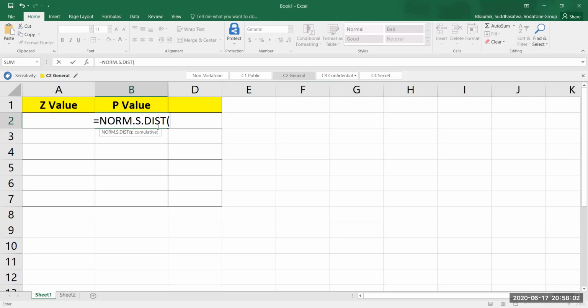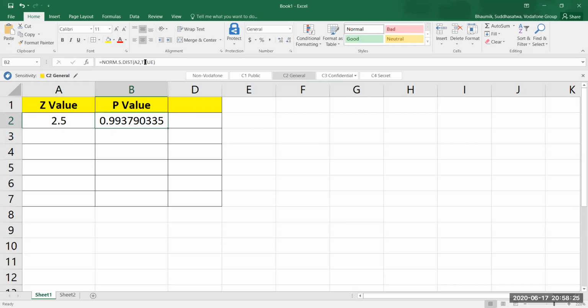Now, in Excel, how do you put the value here? It is cell number A2, right? This is the cell which contains the z value. So I'll simply say A2, and then I'm going to say 2, right? It gives me a p value, right? If it gives me a p value, this is where I'm going to come to a conclusion now.